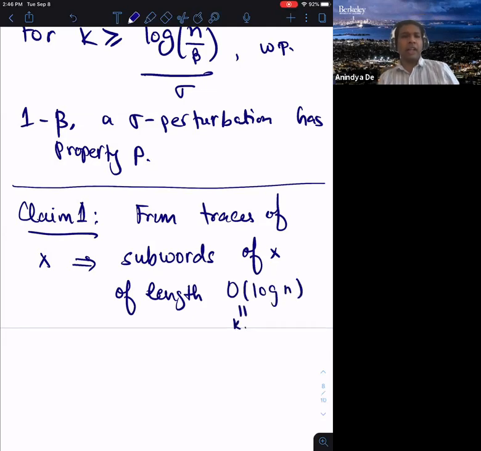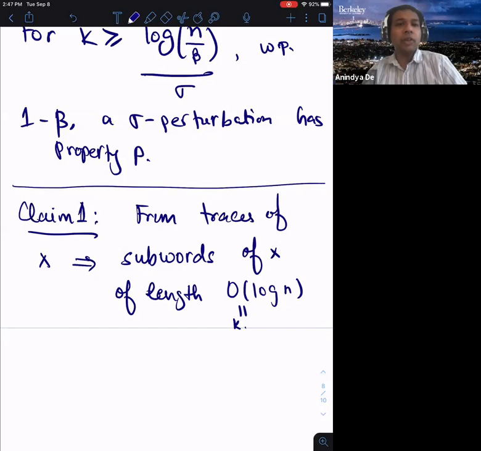Okay. So now let's think about the following problem. You are getting access to traces of x. Since you want to recover the subword counts for all subwords of length k, and k is roughly log n, you can just do it one at a time, because there are only 2 to the k possible subwords. There are only 2 to the k possible strings. So you can iterate over all of them.